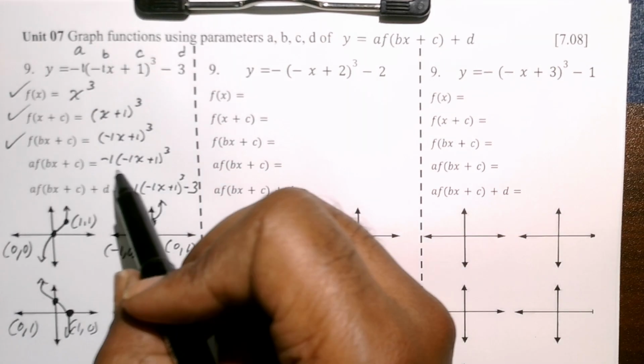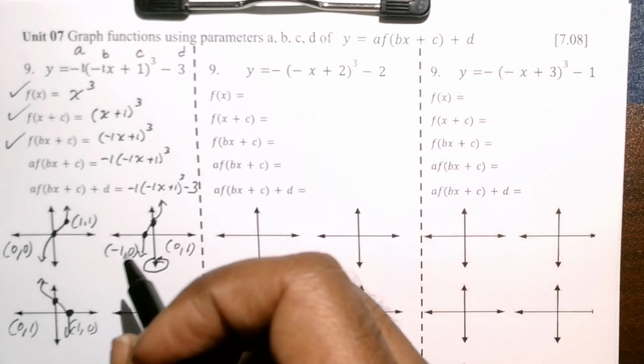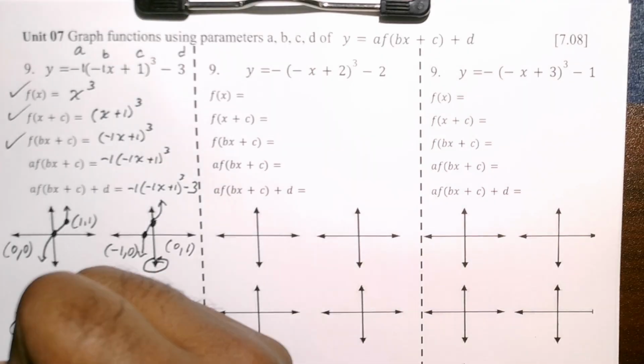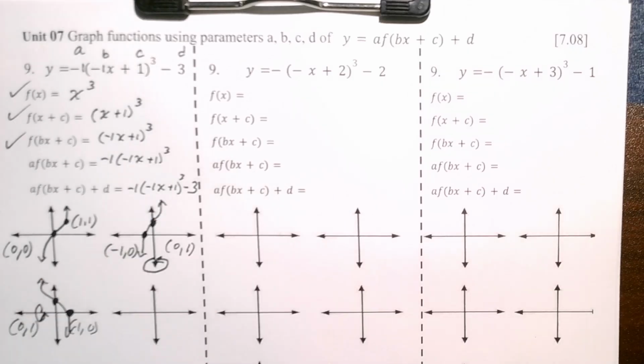Now, next we're adding a negative a parameter here, which is going to give us a rotation about the x-axis. So everything above is going to go below, everything below is going to go above. So my 0, 1 is going to go from above to below, which would be 0, negative 1. 1, 0, if you rotate that about the x-axis, it doesn't move. So we're just going to put 1, 0 here.